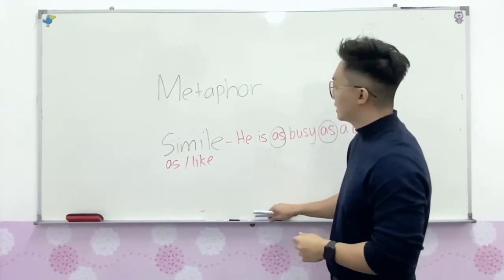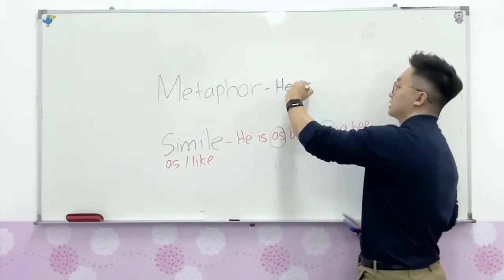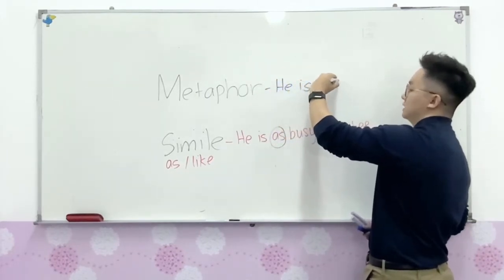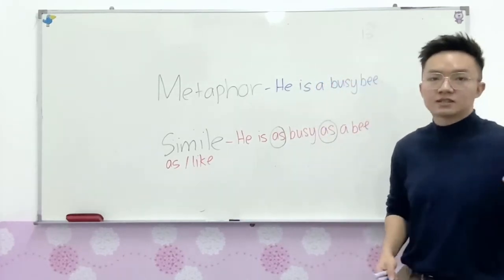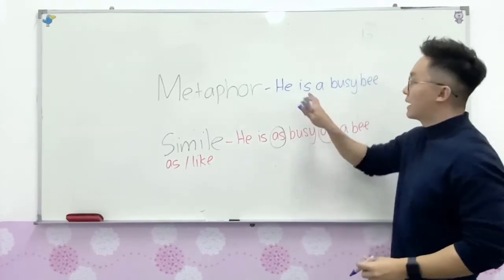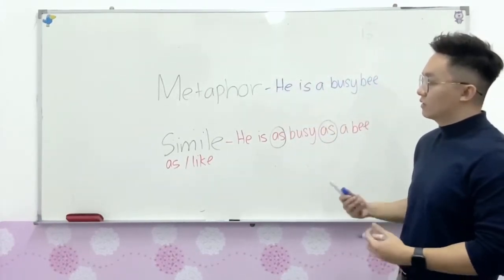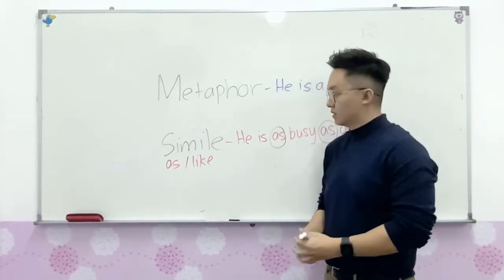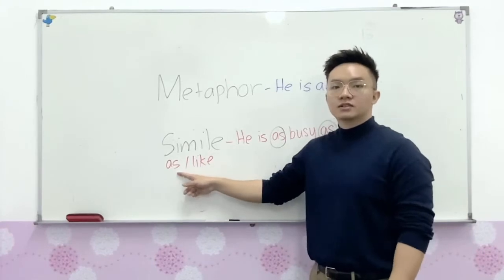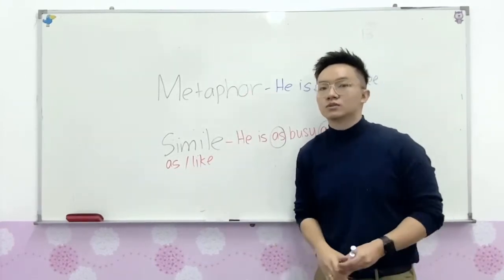But when it comes to metaphor, you don't use as or like. So we just simply write a sentence like this: he is a busy bee. That's a metaphor, so you compare this boy with a bee. If you ask me what's the difference between metaphor and simile: simile, we use as or like; metaphor, we don't use it.